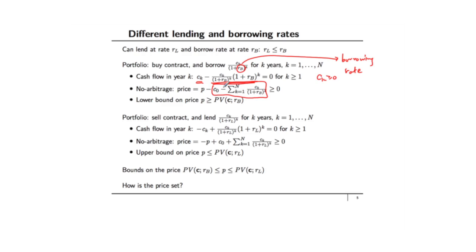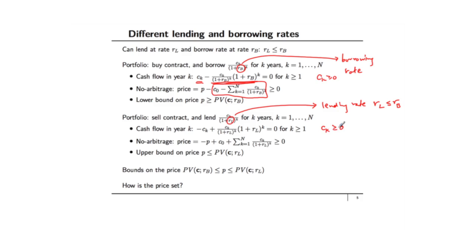Now let's flip the portfolio. Sell the contract and lend CK over 1 plus RL to the power K for K years. Notice, because I'm lending, I'm going to have to use the lending rate here, RL, which is typically strictly less than, but at least less than or equal to, RB. Again, the cash flow associated with this portfolio is going to be exactly equal to 0. In fact, I'm going to only use the fact that it is greater than or equal to 0.